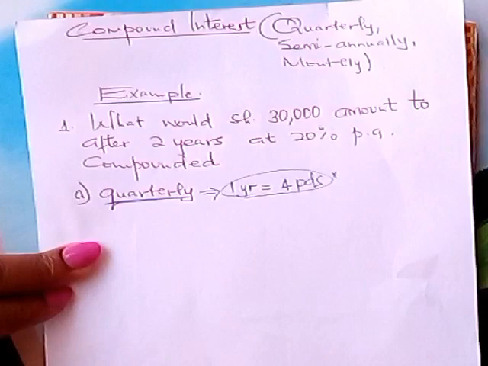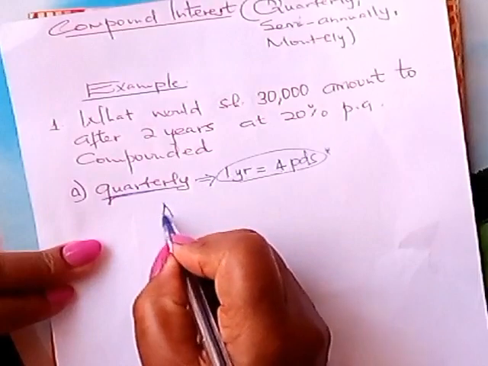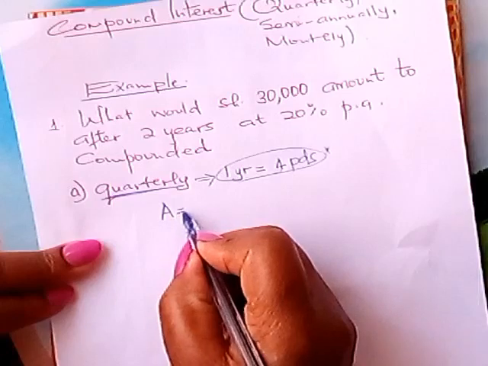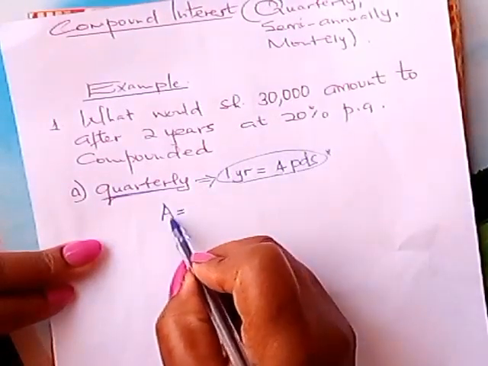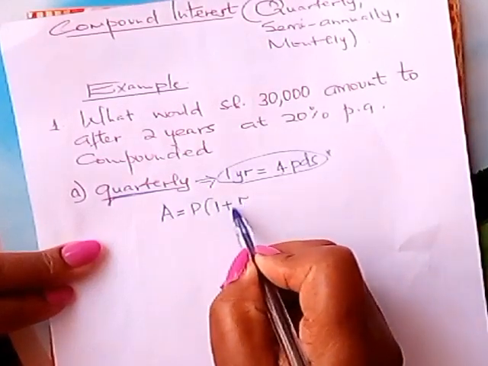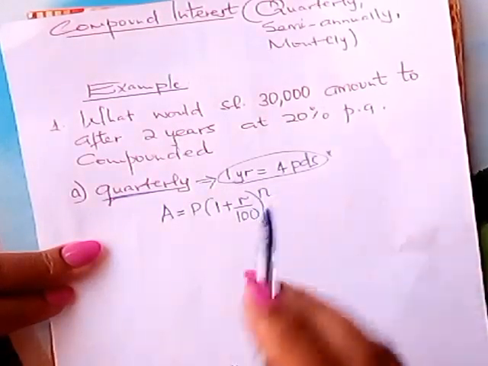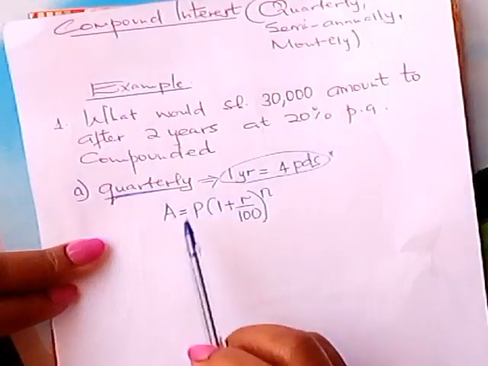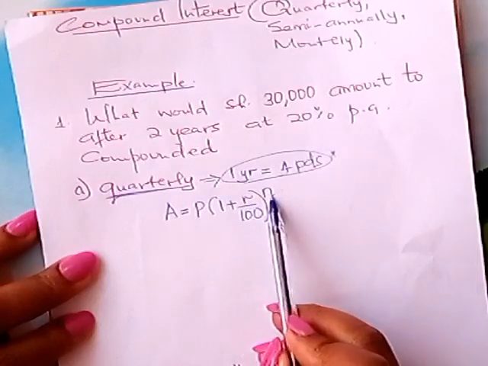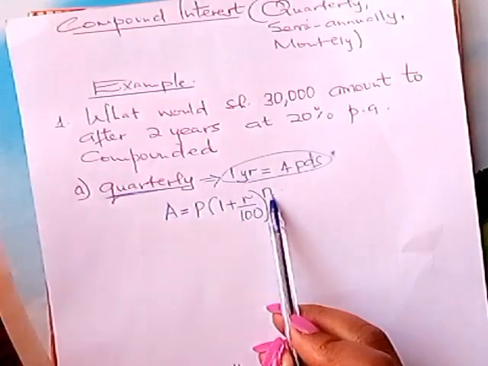1 year is divided into 4 parts, 4 periods. And therefore, how do you go about this? We want the amount after these 2 years, and at this rate compounded quarterly. So you use the compound interest formula. Amount is equal to principal in brackets 1 plus r over 100 raised to n. We call this the compound interest formula. Learner, this is the amount, this is the principal, this is rate, and this is the number of years or the number of periods.